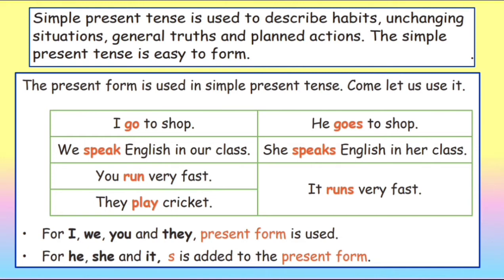I go to shop. I go to shop means I go to buy something. He goes to shop. Now see the difference in the conjugation. When it was I, it was go. But with he, it becomes goes. You add an es. We speak English in our class. She speaks English in her class. You run very fast. It runs very fast. They play cricket. So, for I, we, you and they, the present form is used. For he, she and it, we add s to the present form.